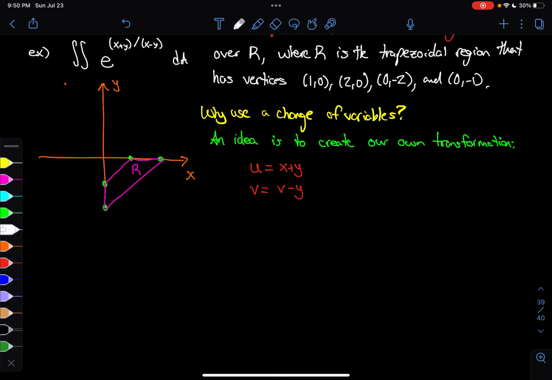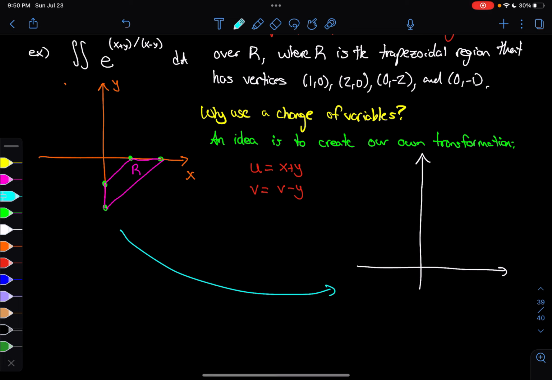Now, I want to point something out: this transformation is technically not the original transformation. This is the inverse transformation. What we have just come up with is the inverse transformation. It takes points from x and y. Oops, you're probably wondering why that's a v. That should definitely be an x. It takes points from x and y, and it assigns to them u's and v's, right?